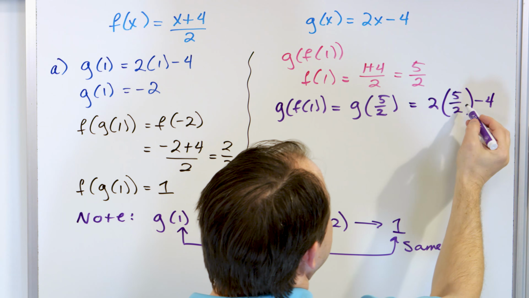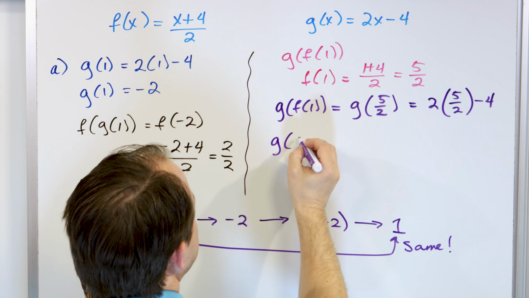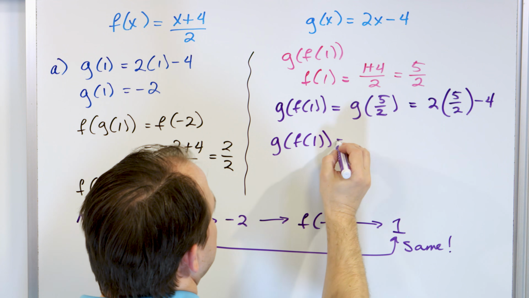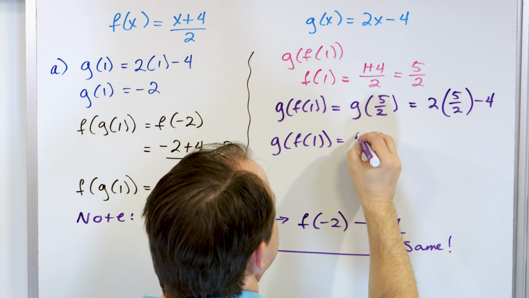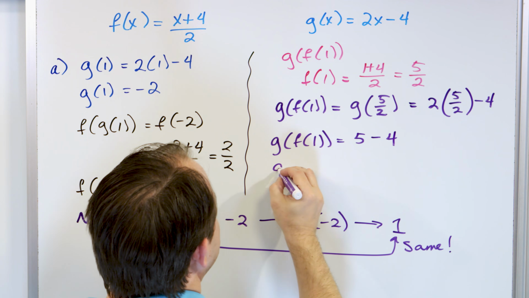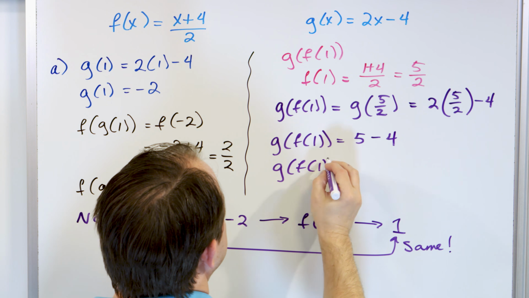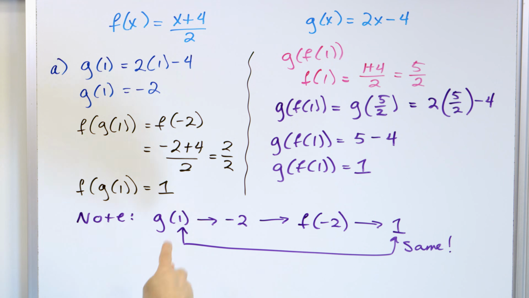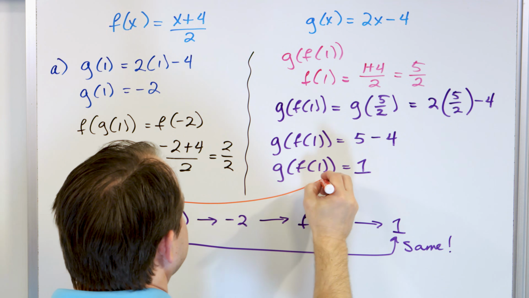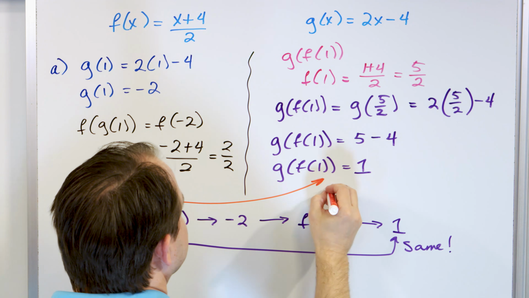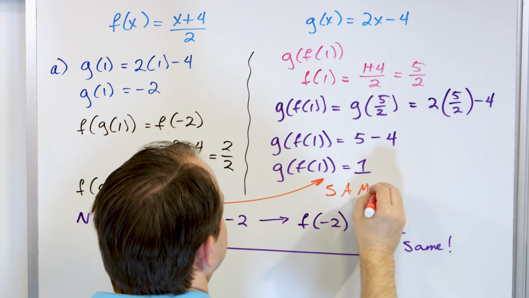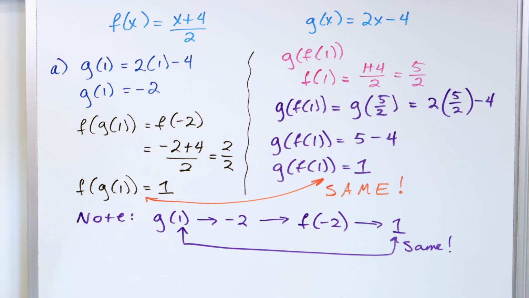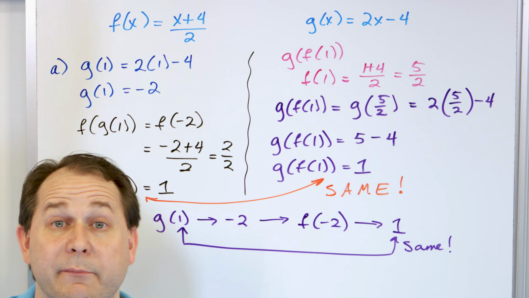But notice the 2's cancel. So g of f of 1, the 2's cancel, so you have just a 5 left over minus 4. So g of f of 1 is just equal to 1. And notice what happens is that this is the same thing. All right? That's one of the major conclusions I want you to remember from this.